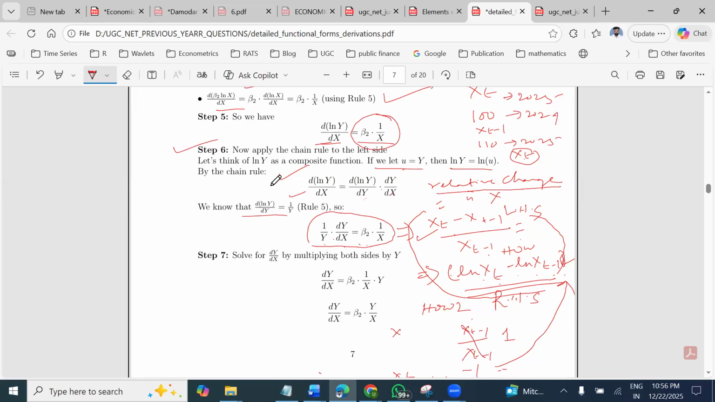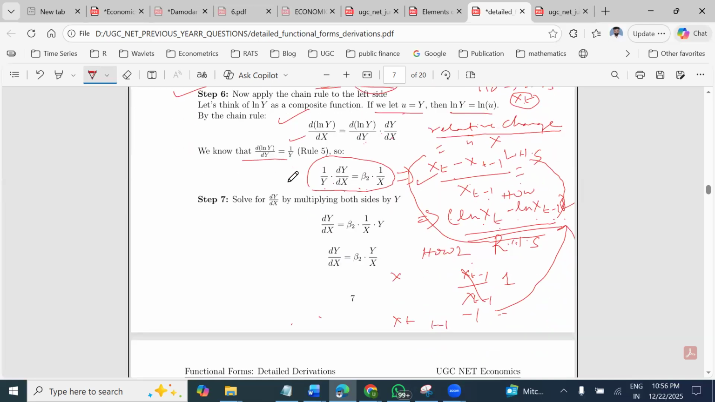Yesterday we had some issue. So now what will you do? You will solve for dy by dx by multiplying both the sides by y, so that it cancels out. So this y will cancel out, but y will be there on the right hand side. So dy by dx is equal to beta 2 into y upon x. Is it clear?